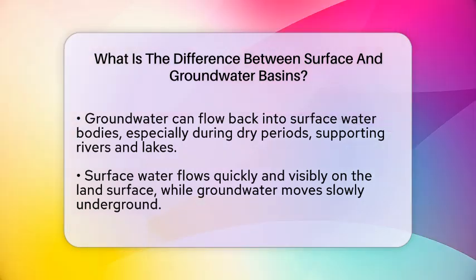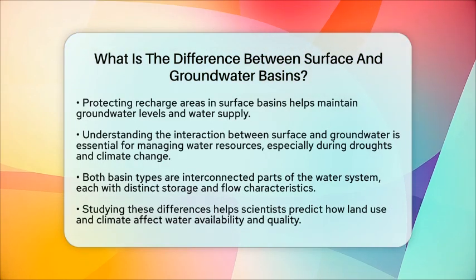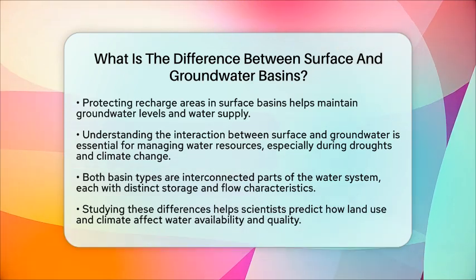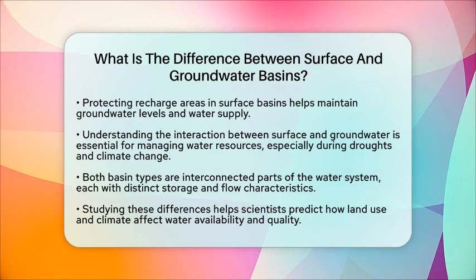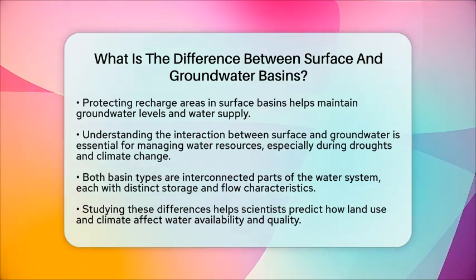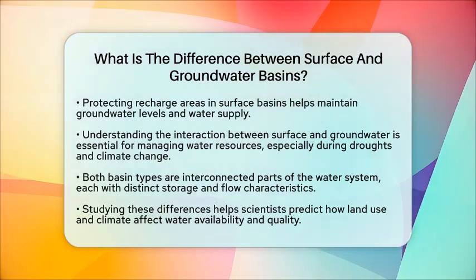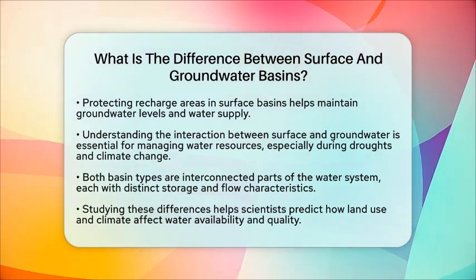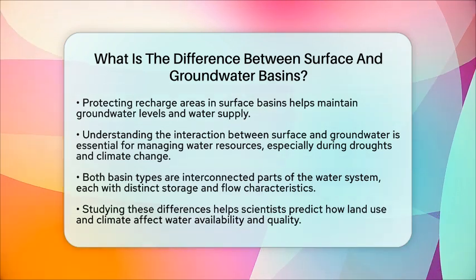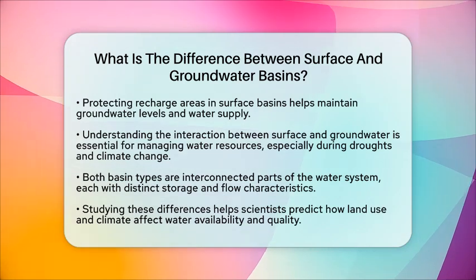Understanding these differences helps us manage water resources better. Protecting recharge areas in surface basins ensures groundwater stays replenished. Knowing how groundwater and surface water interact helps us plan for droughts and climate change. By studying how water moves through both basins, scientists can predict how changes in land use or climate might affect water availability and quality. In short, surface and groundwater basins are two parts of the same water puzzle.